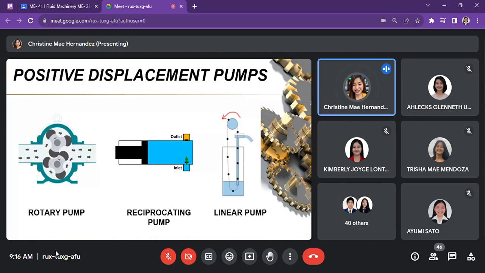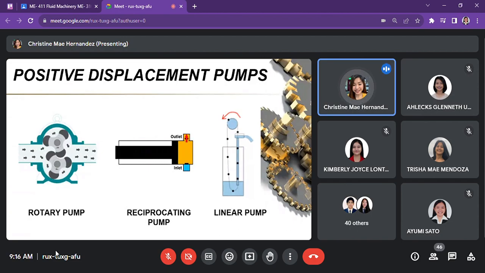Okay, so balik tayo dito sa rotary. Si rotary pump, fluid flow happens through the casing whenever these gears are rotating. So a discharge will be created no matter what the discharge pressure is. Si reciprocating naman, a definite volume of liquid is trapped in a chamber. Meron tayong piston and cylinder, which is alternately filled from the inlet and emptied at the higher pressure through the discharge. Pag sinabi namang linear type, the fluid displacement takes place linearly or in a straight line.